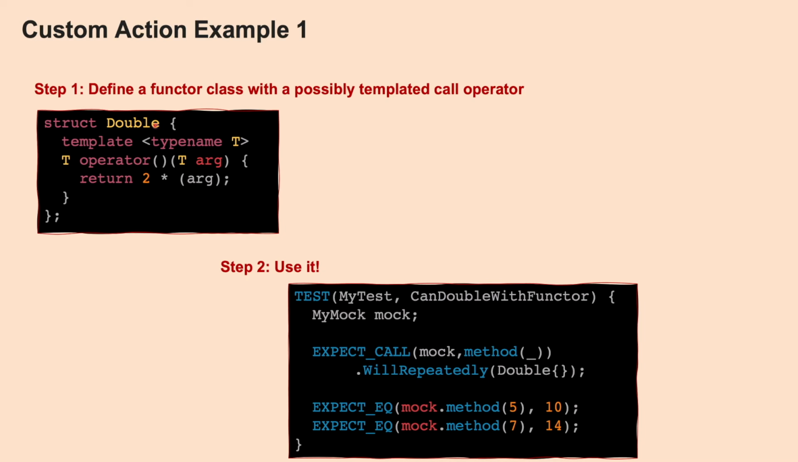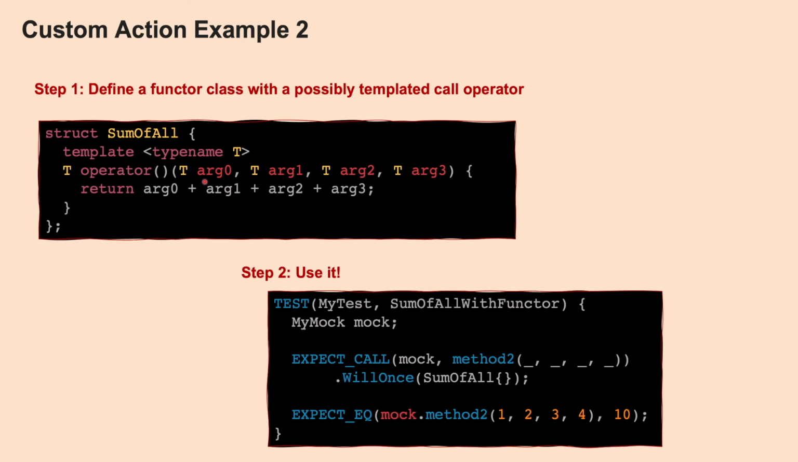Remember, a functor class is a class that defines the function operator, and it can optionally be a templated function. Here I'm saying I have a functor whose operator returns its parameter multiplied by 2. Now that I define this, I can say when my mock is called with any parameter, pass that parameter to this operator function and return its value, which is multiplied by 2. So if I call my mock method with 5, it should return 10, and if I call it with 7, it should return 14.